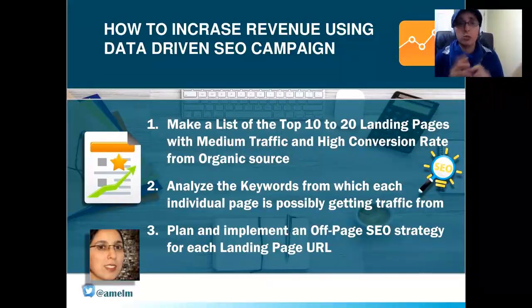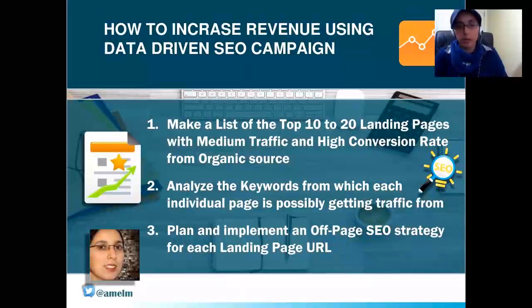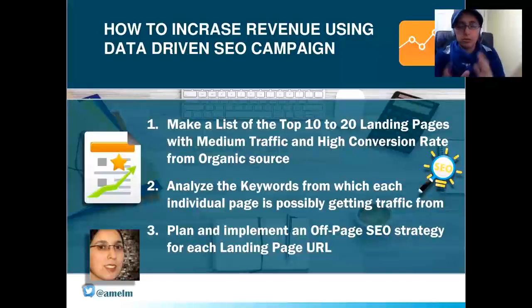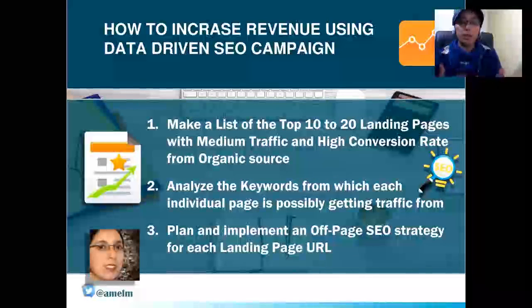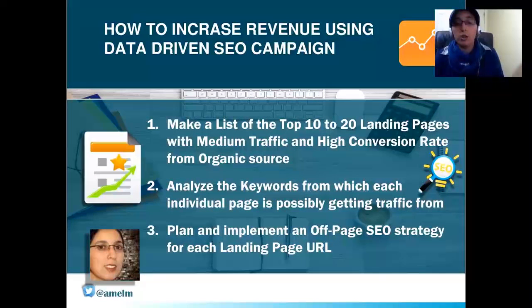The second one is to analyze the keywords from which each individual landing page is actually getting traffic from the organic source, from Google, Bing, and so on. We're going to focus on Google today because we don't have too much time to review Bing too. The third one is, once you have these pages and the analytics related to them, what do we do next? The third step is to plan and implement an off-page SEO strategy for each landing page.